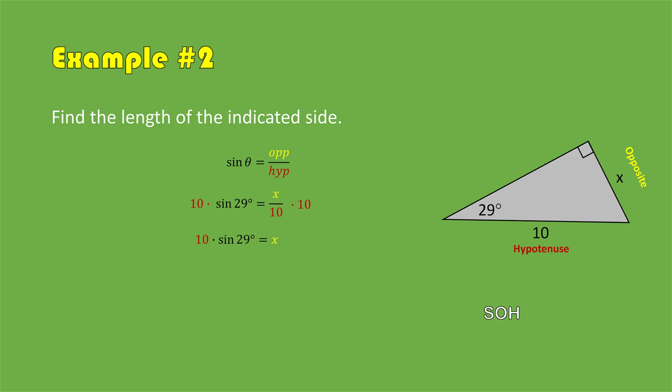Now at this point, we just need to put it in our calculator because x is all by itself. There's nothing else we need to do with this problem. Go to your calculator and we're going to type in 10 times sine 29 and you should get 4.85 equals x.